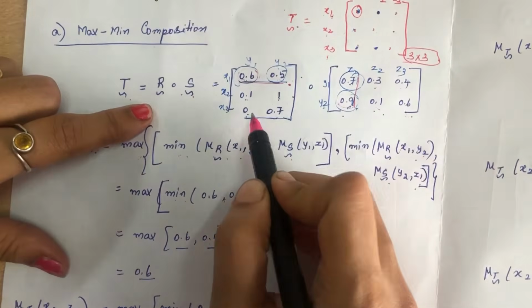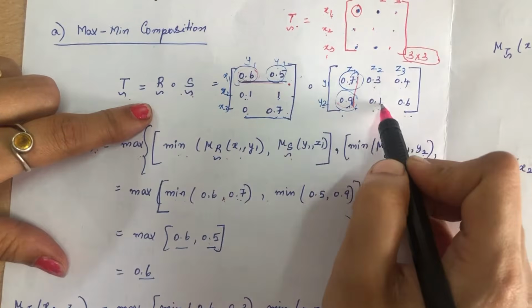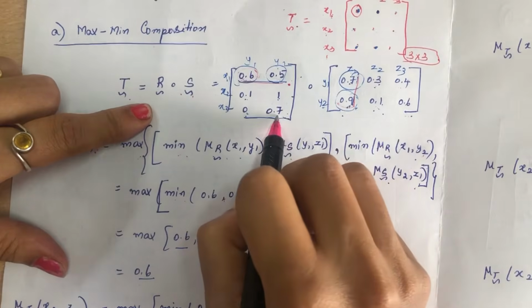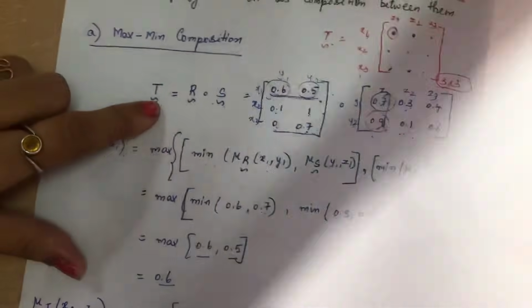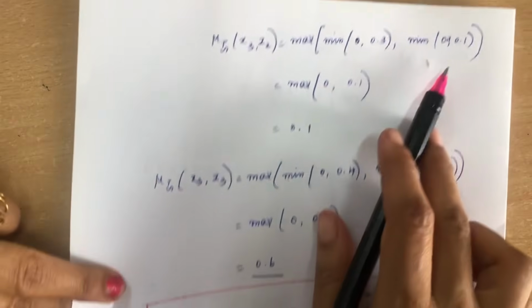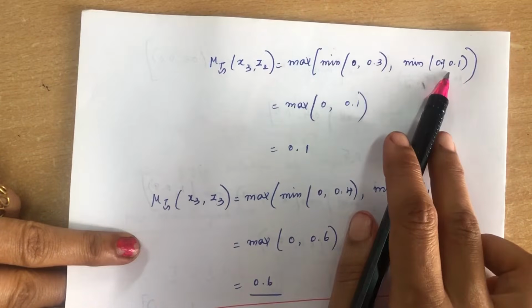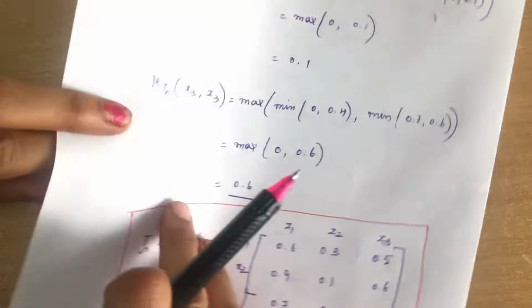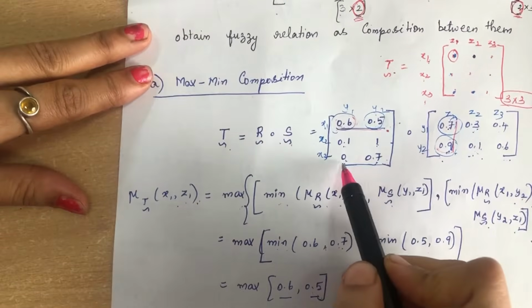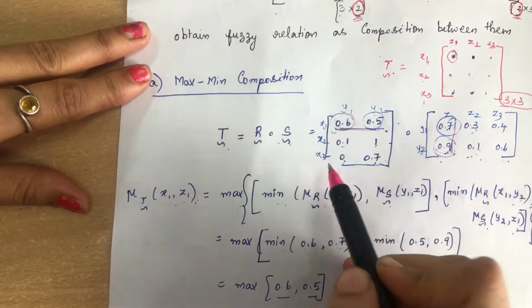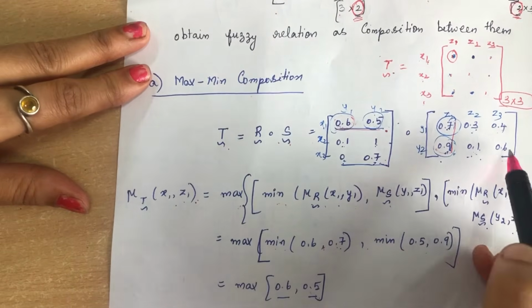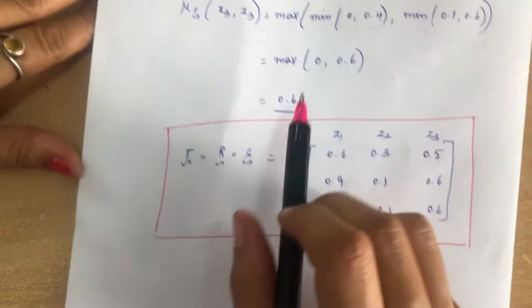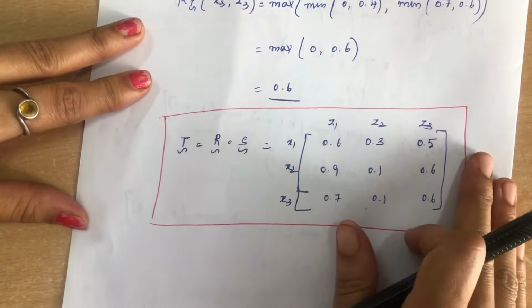Now coming to this, it will be the third row and second column. So minimum of 0 comma 0.3 and minimum of 0.7 comma 0.1, so you are getting 0.1 here. Next, coming to x3 z3, the last value, this is the third row and third column: 0 comma 0.4 and 0.7 comma 0.9. So you are getting 0.6. When we substitute this, you get the resultant matrix.